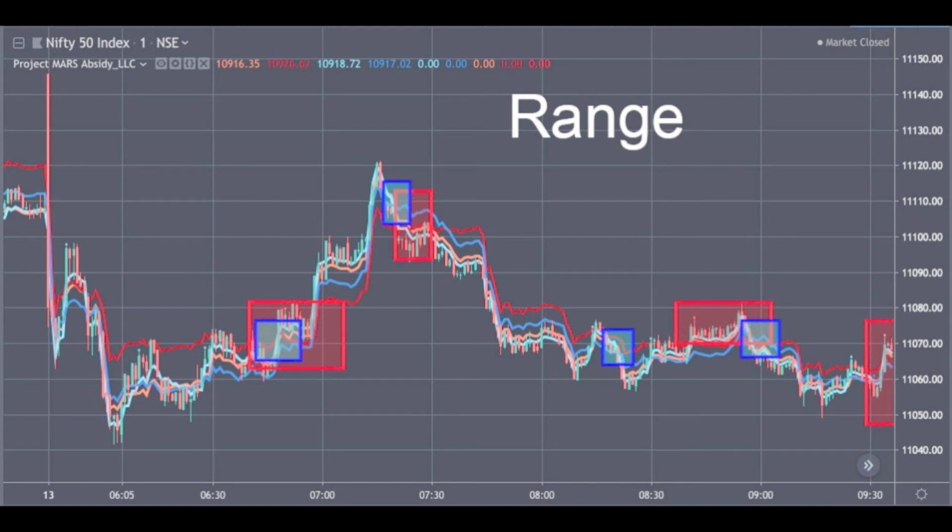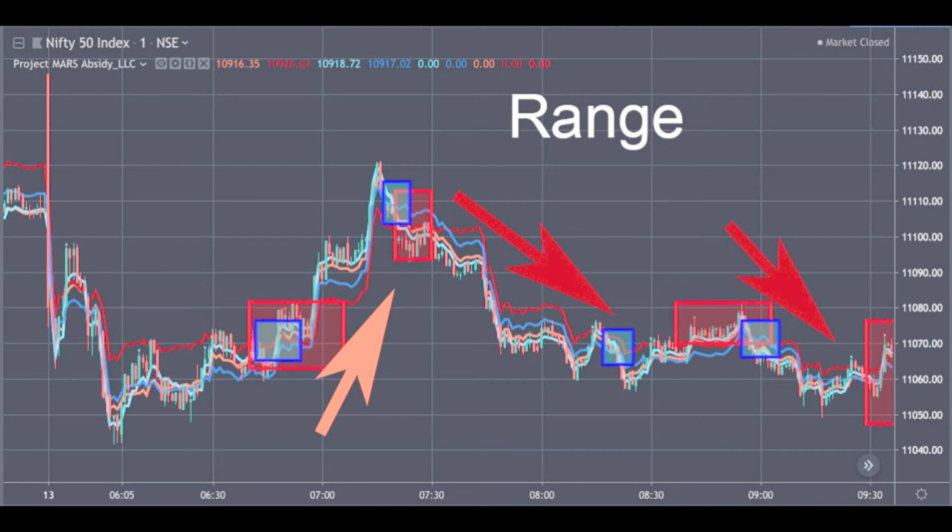Highlighted in the blue boxes are areas where there's been a blue line crossover. Highlighted in the red boxes are areas where there have been red line crossovers. To highlight the movements that we're going to be looking at, there's a series of red arrows showing whether we're in a bullish trade for light red or a bearish trade for dark red.